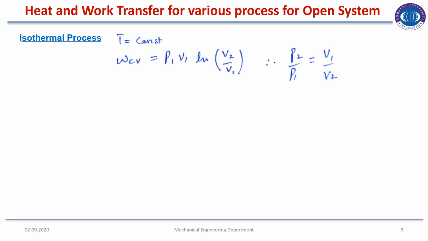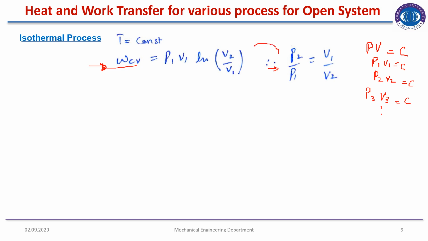Now we will find the heat transfer term. That relation we found in the previous slide. For an isothermal process, PV is equal to constant. So P1 V1 is equal to constant, P2 V2 will be constant, and P3 V3 and so on, so you can compare any values. Therefore it is written P2 over P1 is equal to V1 over V2.